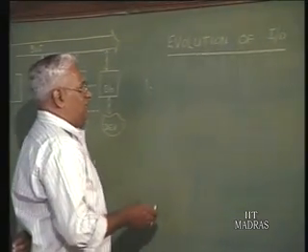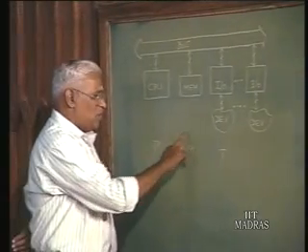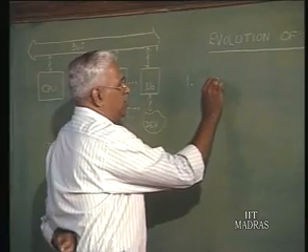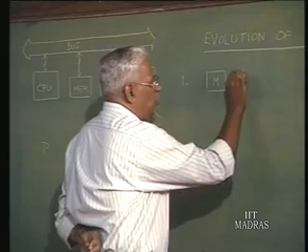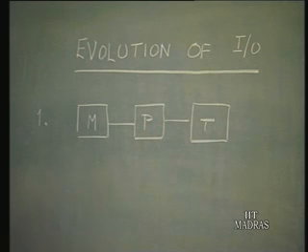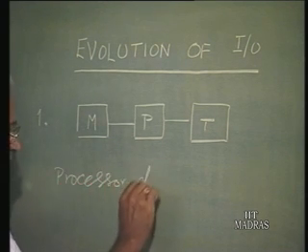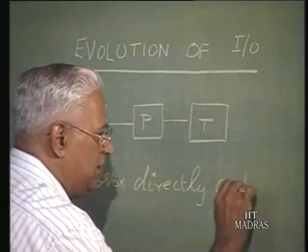In the earlier days, the processor was directly involved with the T. How? Somewhat like this. That is, the processor was not only interacting with the memory, but the processor was also involved with the I/O. For instance, in programmed I/O, that is what we are seeing, is it not? So, in the first stage, the processor directly controls T.